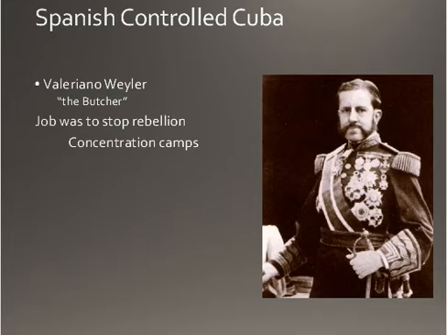Let me introduce you to Valeriano Weyler, also known as the Butcher by the American press. He was sent in to stop the rebellions and the guerrilla warfare that was taking place. It was his job to round people up that he thought were fighting against the Spanish Empire and put them into these concentration camps. That way they could keep an eye on them and kind of figure out who was fighting and who wasn't until the conflict was going to be resolved.